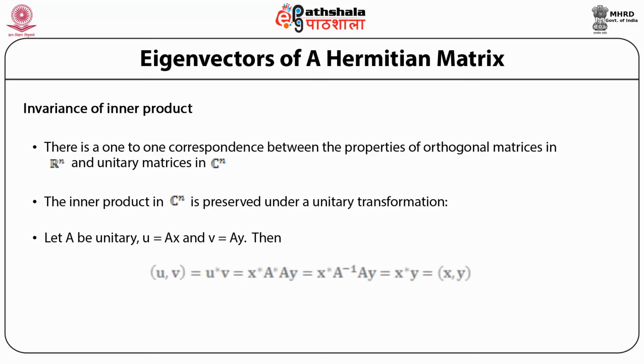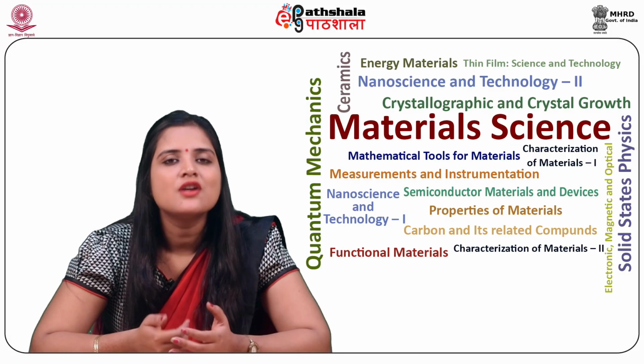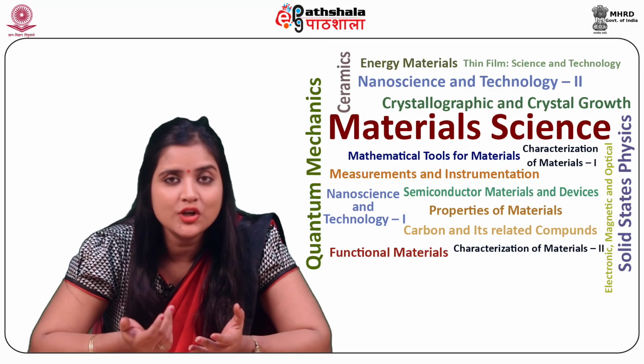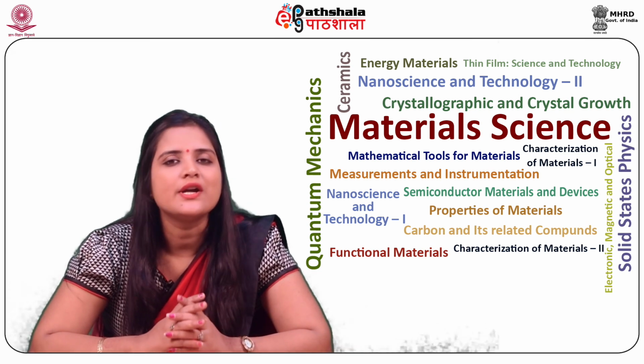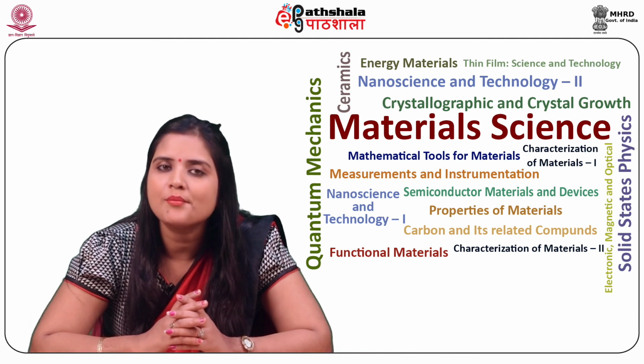Then, inner product of U with V is equal to U star into V, which equals X star into A star into AY. This can be written as X star into A inverse into A into Y. Since A star A inverse is identity matrix, so this becomes equal to X star into Y, or the inner product of X with Y. Second point is that a complex square matrix is unitary if and only if its column vectors and also its row vectors form an orthonormal set.